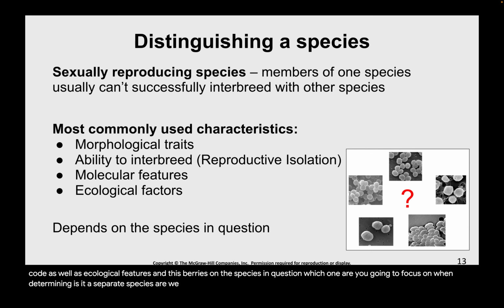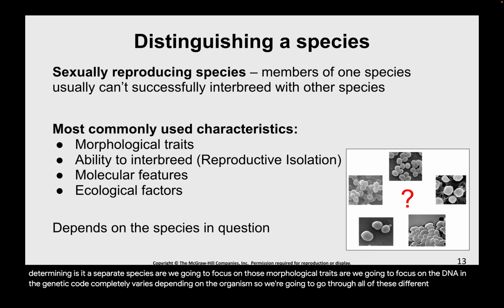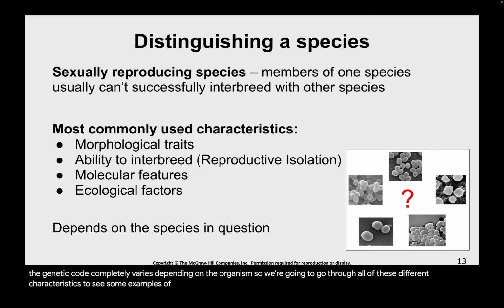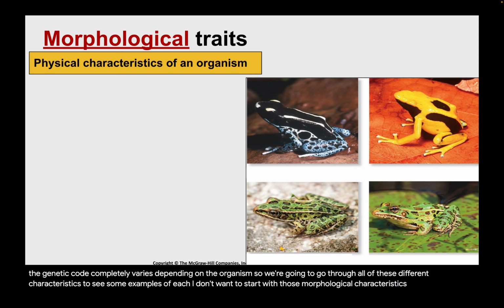Are we going to focus on those morphological traits, or are we going to focus on the DNA and the genetic code? It completely varies depending on the organism in question. So we're going to go through all of these different characteristics to see some examples of each. And we're going to start with those morphological characteristics.